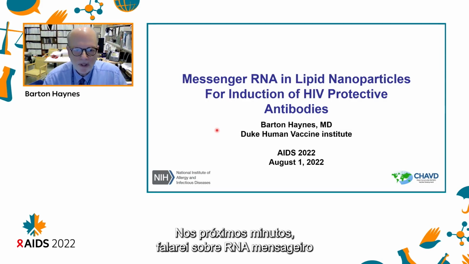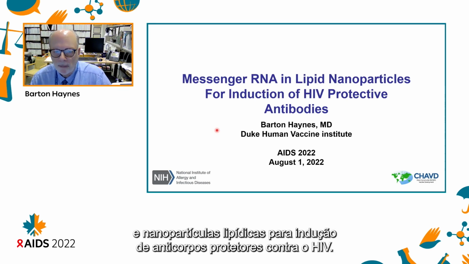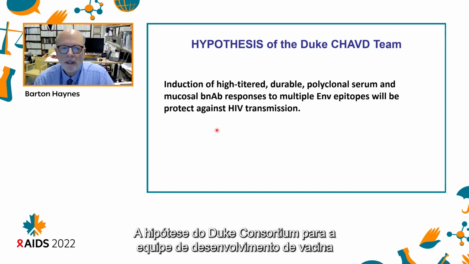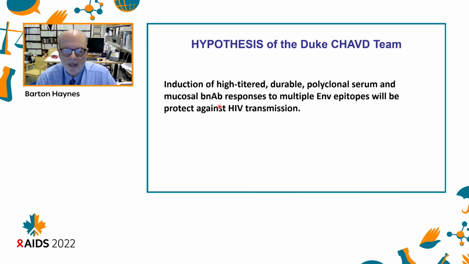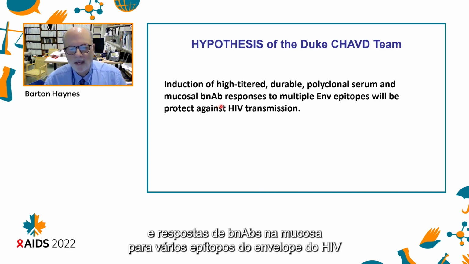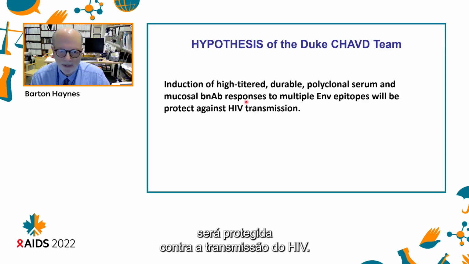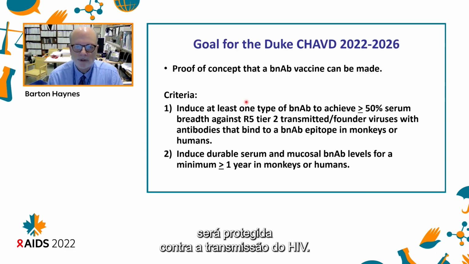Over the next few minutes, I'll talk about messenger RNA and lipid nanoparticles for the induction of HIV protective antibodies. The hypothesis of the Duke Consortium for HIV/AIDS Vaccine Development team is that the induction of high-titered, durable polyclonal serum and mucosal broad neutralizing antibody responses to multiple HIV envelope epitopes will be protective against HIV transmission.